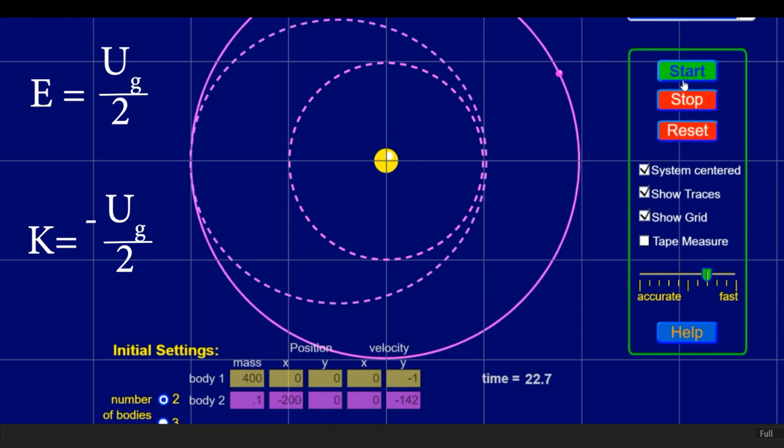That is called a Hohmann transfer, when you do that to get to a higher orbit, and that's how spaceships work.